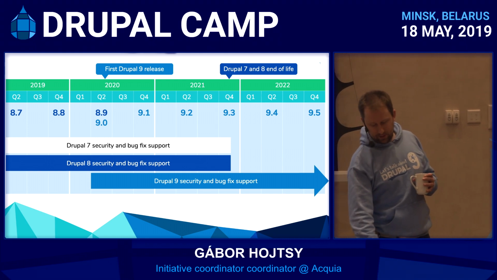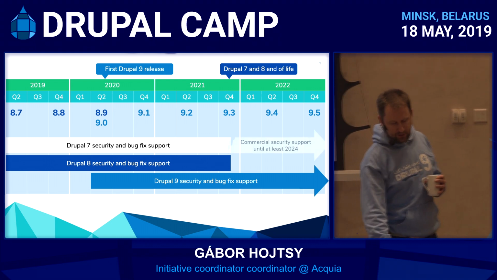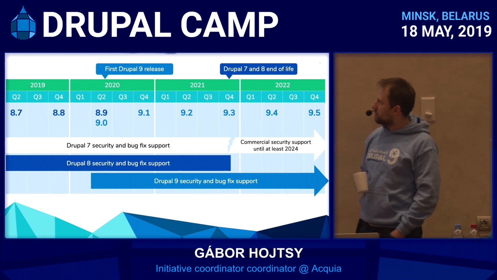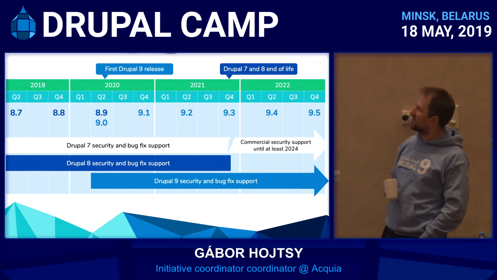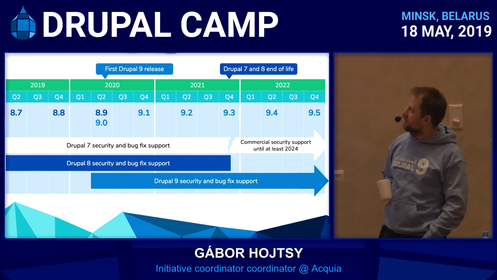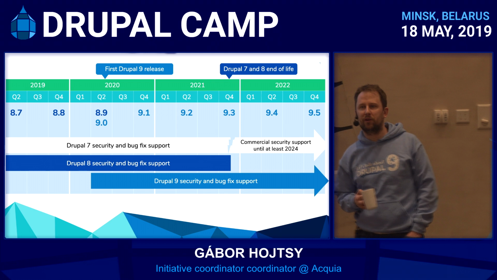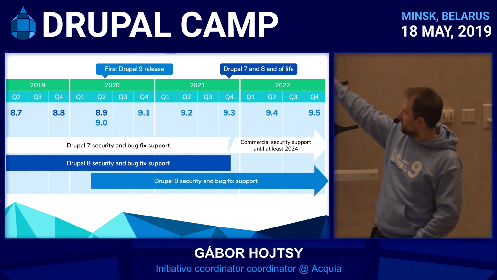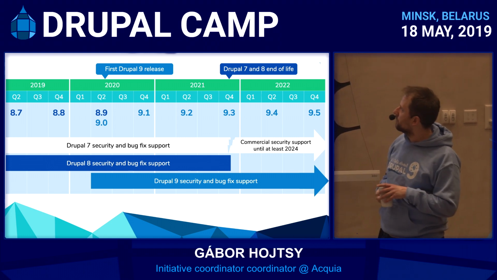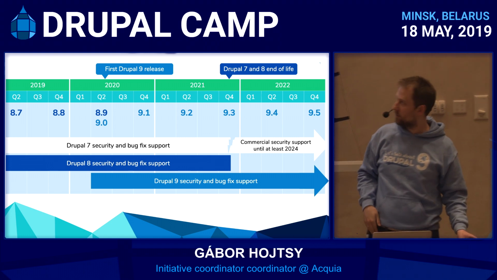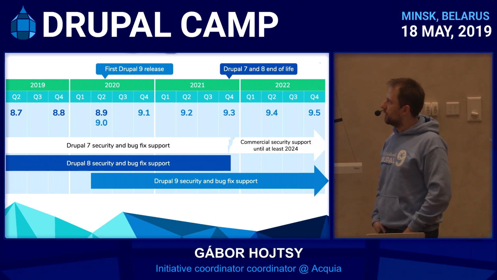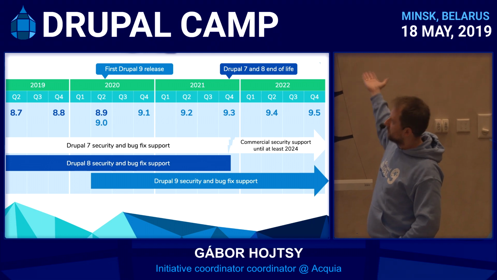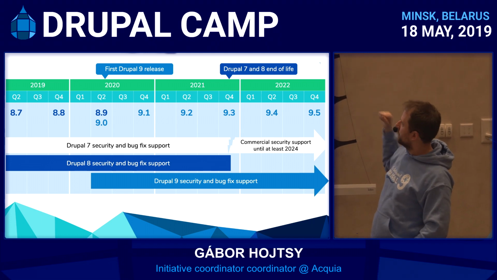And then the same program that happened for Drupal 6 is going to be there for Drupal 7, commercial security support, and that runs until at least 2024. That means there are going to be vendors you can contract with to provide security support for Drupal 7 sites. So there's going to be the same regular community support for Drupal 7 until November 2021, which also gives you more time to update to Drupal 8 and consequently 9. And if you still need Drupal 7 support, it's still going to be available for 5 more years from now.